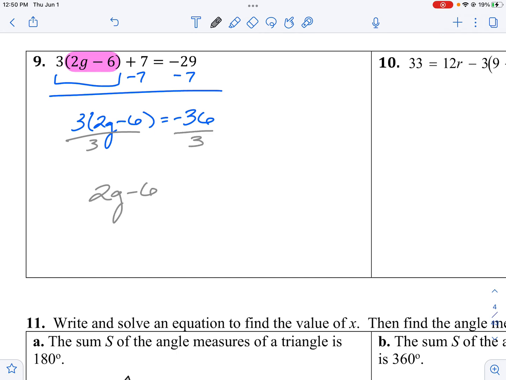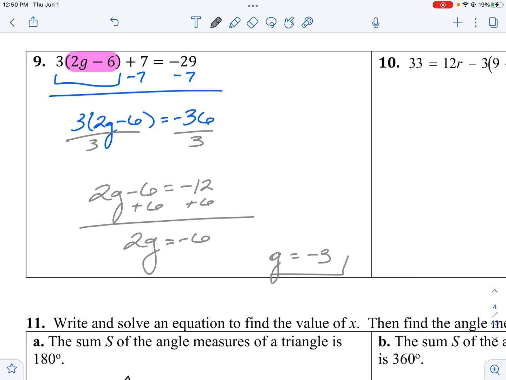I get 2g minus 6 is negative 12. I can add 6. And then my very last step is going to be to divide by 2, and g would be negative 3.